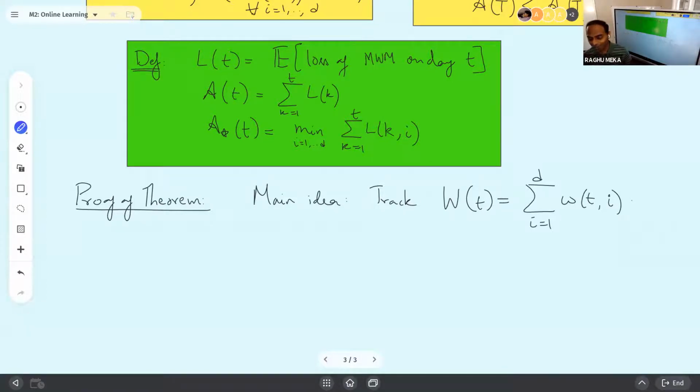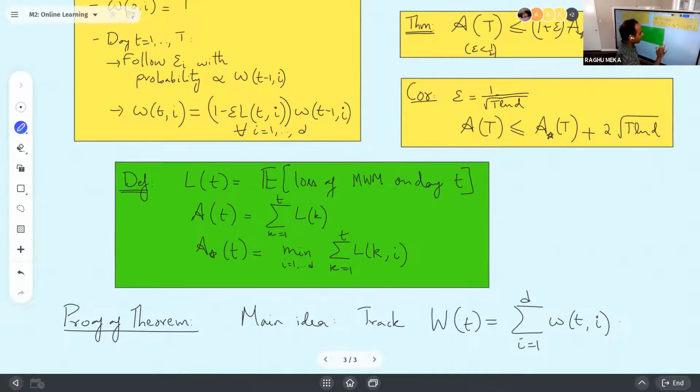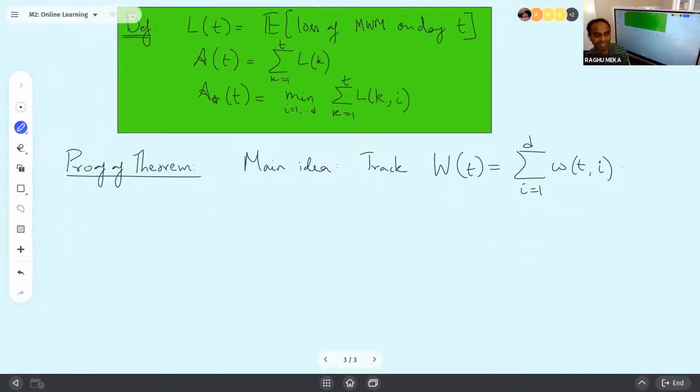Once again, I want to emphasize the analysis, because many times you might not be able to use this black box bound that we have, A of t is 1 plus epsilon times A star of t, and you might have to tweak it to understand how to adapt it to your specific case. For instance, in one of the applications, you should not really use this bound, but a more refined one, which is basically just changing one line in the proof, and you get this amazing result. So that's why I want you to understand how to analyze these algorithms, because often you'll have to adapt them. So how do we track this weight?